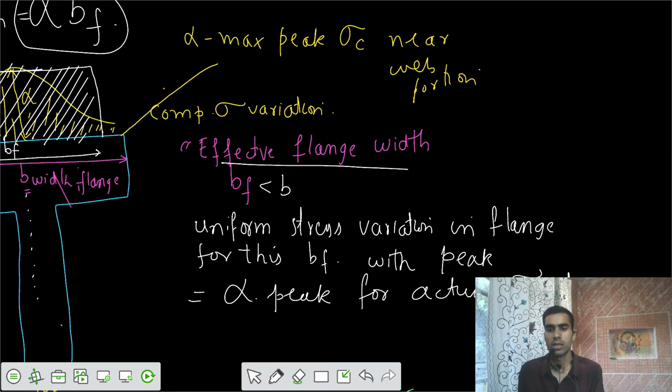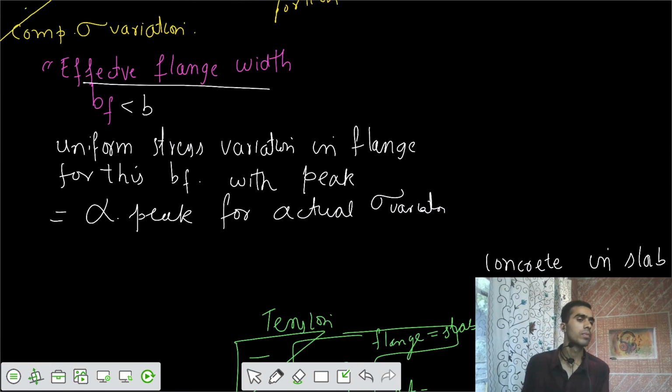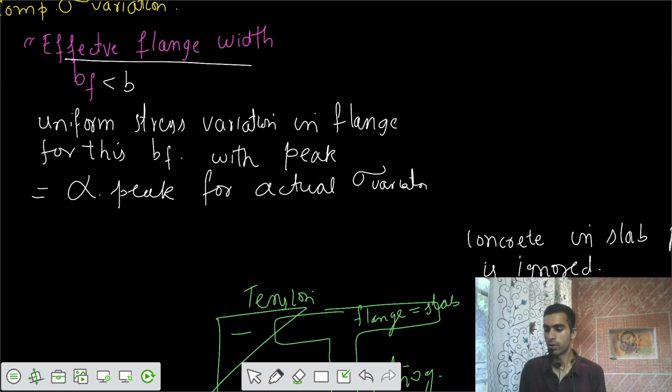Do you got it? So the final definition of effective flange width is that particular width of the flange in which the compressive stress is constant or uniform throughout the width BF, such that the total force developed, the C force, also equals the actual C force that was developed because of the non-uniform stress variation over the actual width B. That's your effective flange width. Okay.